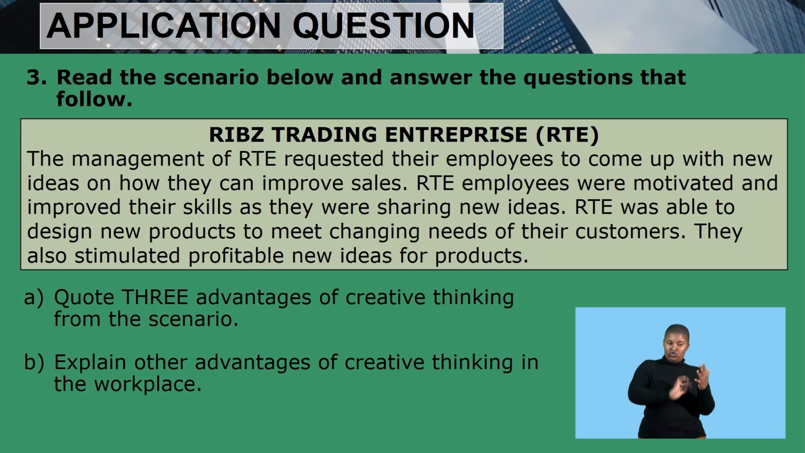Right, our third question, it says, read the scenario below and answer the questions that follow. Now, our scenario is on RIBS Trading Enterprise, which is RTE. It says here, the management of RTE requested their employees to come up with new ideas on how they can improve the sales. How do you improve the sales? Remember, we're talking about the income. We're talking about the money in the business that we are getting. So the management requested employees to come up with the new ideas on how they can improve the profitability of the business, basically.